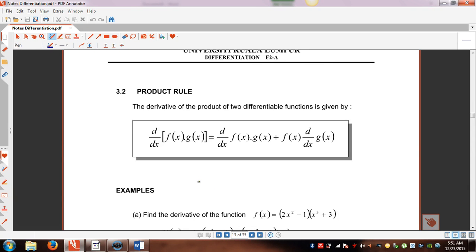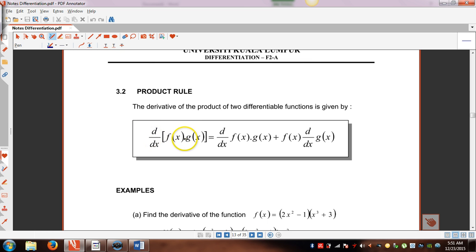Okay, today we will learn about the product rule of differentiation. We have three rules to solve the differentiation of a function. Okay, so first of all, the product rule. The derivative of the product of two differentiable functions is given by this.